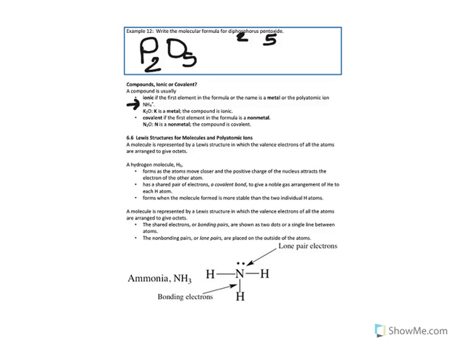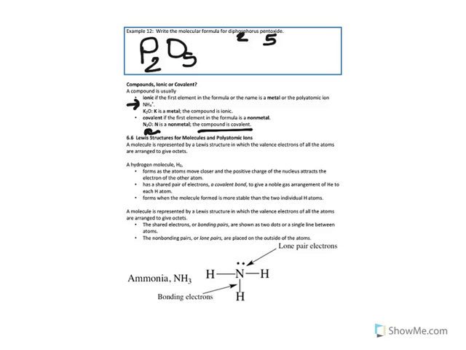A compound is covalent if the first element in the formula is a nonmetal. For example, N2O. N is nitrogen, which is a nonmetal. Therefore, the compound is covalent. Quick aside, how do we name that? Dinitrogen oxide?